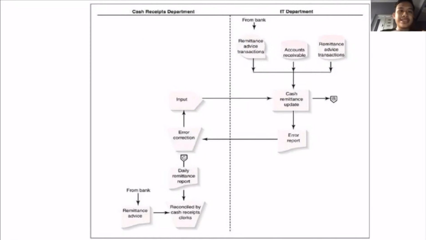Okay, in the cash receipt department, from bank to remittance advice, and then reconciled by cash receipt clerks, and then the IT department, from bank remittance advice, account receivable, remittance advice transaction, go to cash remittance update, and then go to remittance transaction, which is B.